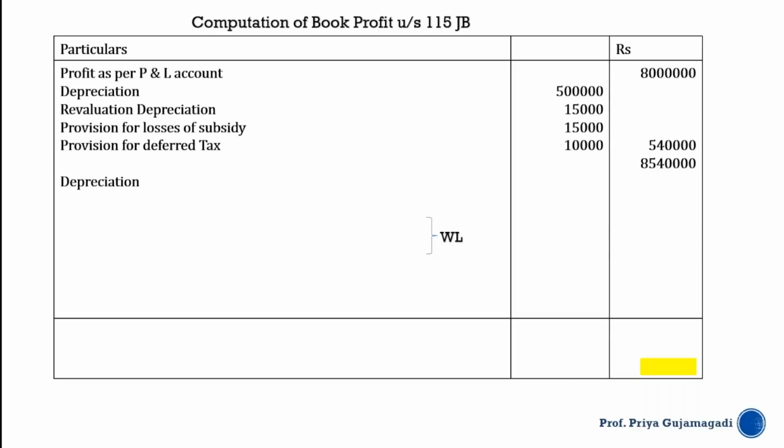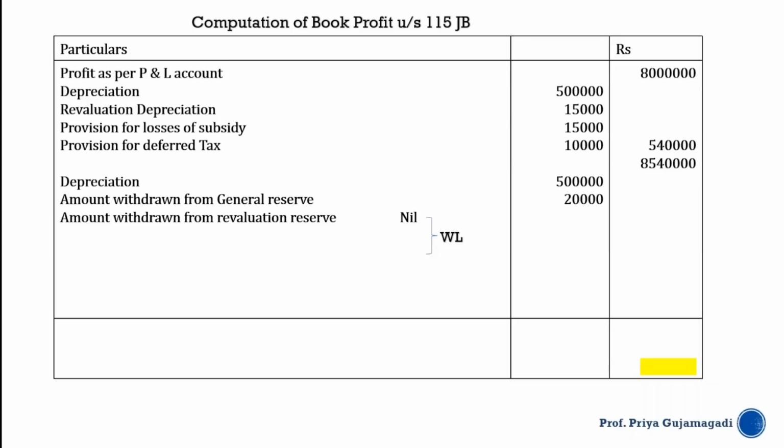We'll see deductible items. Depreciation. Here depreciation we should not take as per rule. How much is added here? See, in this we have added 5 lakh rupees. The same 5 lakh rupees will come here. Amount withdrawn from general reserve, as it is, 20,000 we have to take.